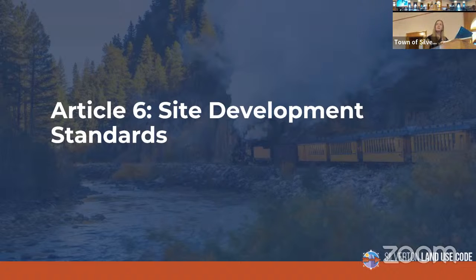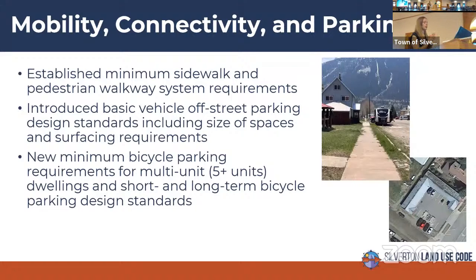Next slide, please. So the first topic in this is mobility, connectivity, and parking. The draft land use code sets minimum sidewalk and pedestrian walkway requirements. There are some basic design standards if vehicle off-street parking, so things like a parking lot, are provided. There are no minimum parking requirements suggested. However, there are some minimum bicycle parking, so places to store your bikes, suggested for multi-unit dwellings, which are dwellings with 5 or more units in them.